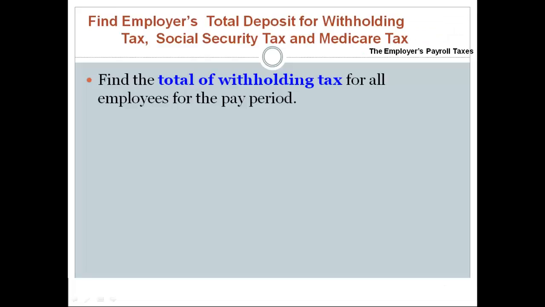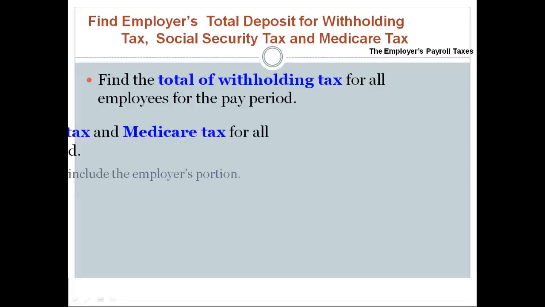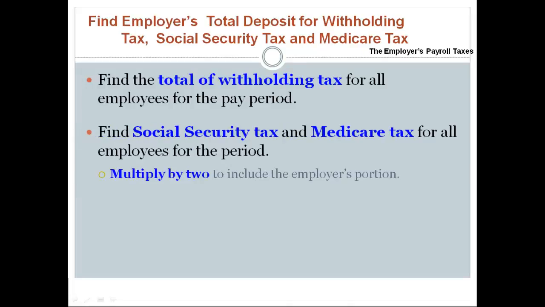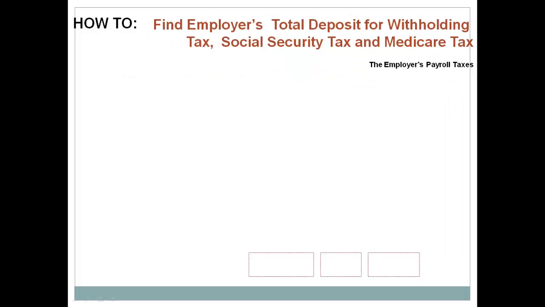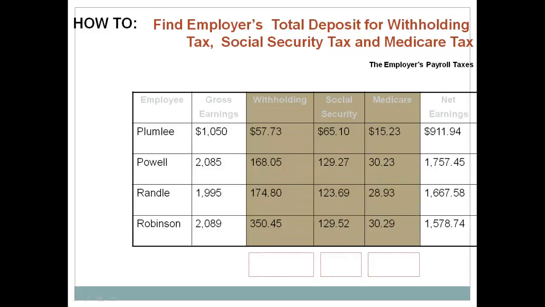Find the employer's total deposit for withholding tax, Social Security tax, and Medicare tax. As I mentioned before, the Social Security and Medicare are matched by the employer, so you'll double whatever was withheld from employees' paychecks, and that has to be sent to the government quarterly. Then you'll add the Social Security, Medicare, and withholding tax for the total amount. And the withholding tax, they're not going to double because that's your income tax, so they're not liable for any piece of that.